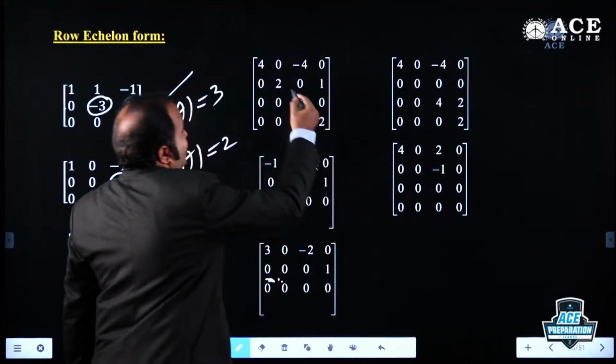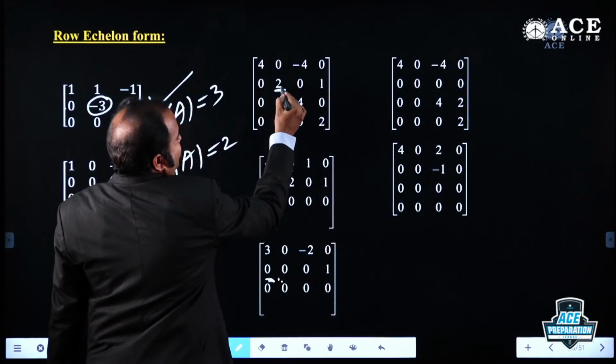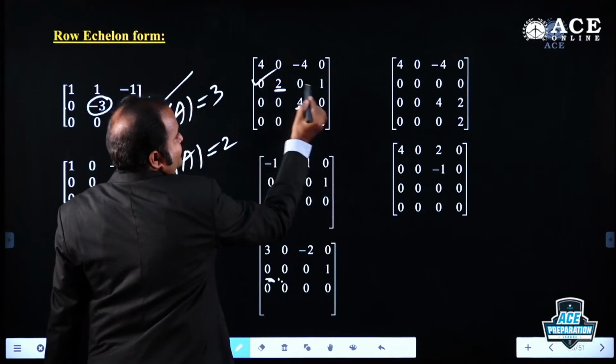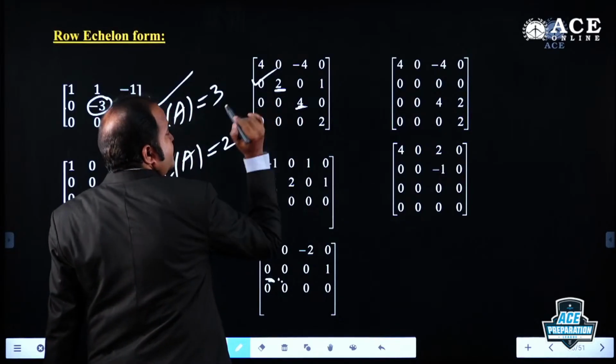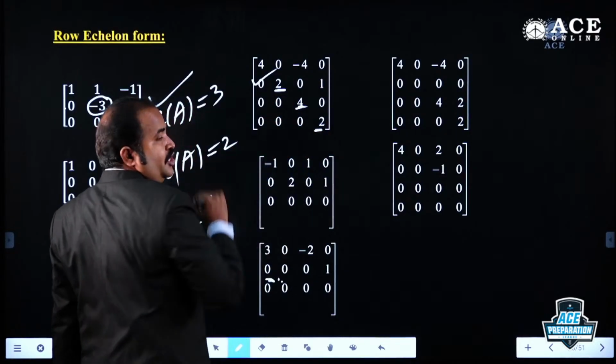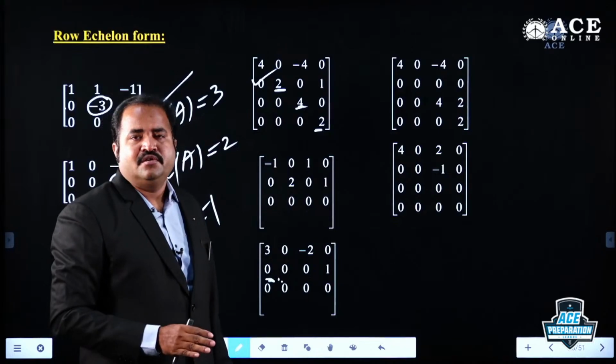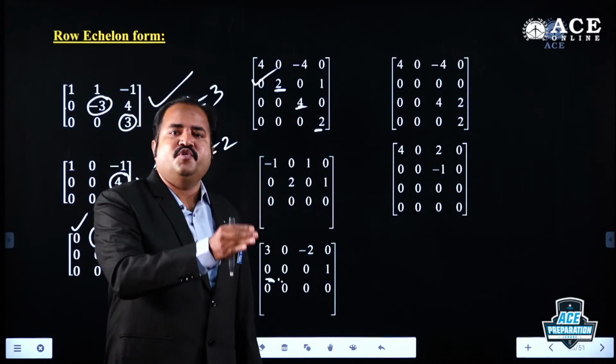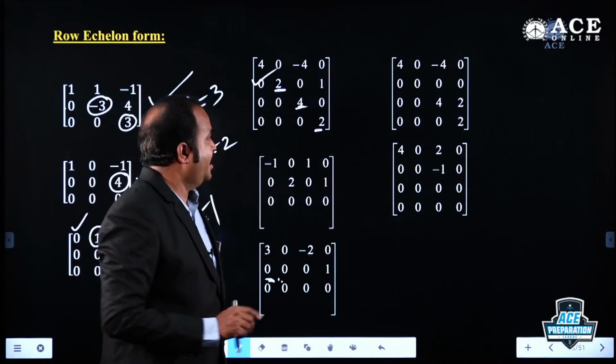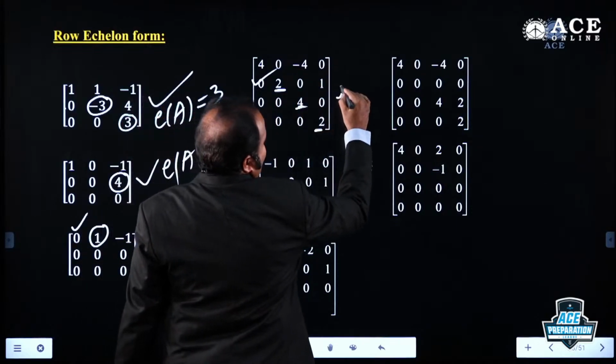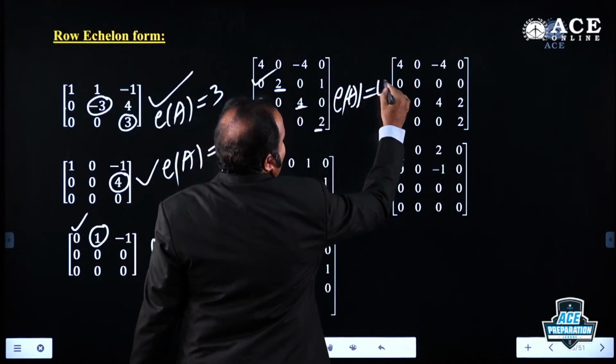Similarly, look at here. This is the first non-zero element. Before this one we have 1 zero. This is the first non-zero element. Before this we have 2 zeros, and this is the first non-zero element. We have 3 zeros. Zeros should increase. What zeros? Zeros before the first non-zero number in a row, right? So finally, this is the echelon form or not? So rank of A equal to 4 only, right?